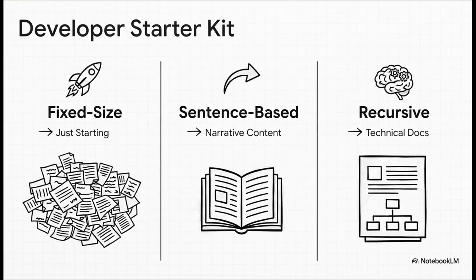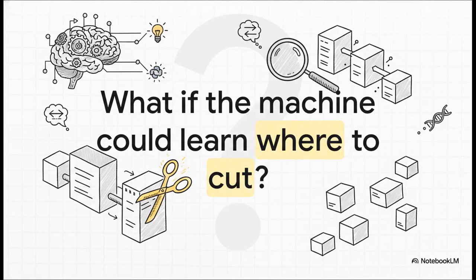You know what? Let's make this even simpler. Here is your developer starter kit. If you are just starting your very first RAG project and you need something that just works right now, go with fixed size. If your content reads like a book or an article, start with sentence-based. But if your document has clear headings, paragraphs, and sections, taking the extra time to implement recursive chunking will almost always give you better, more contextually accurate results. It's worth it.